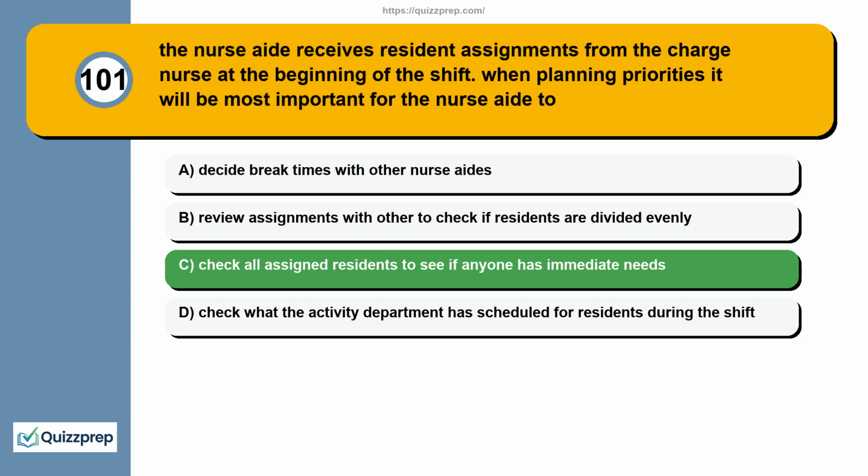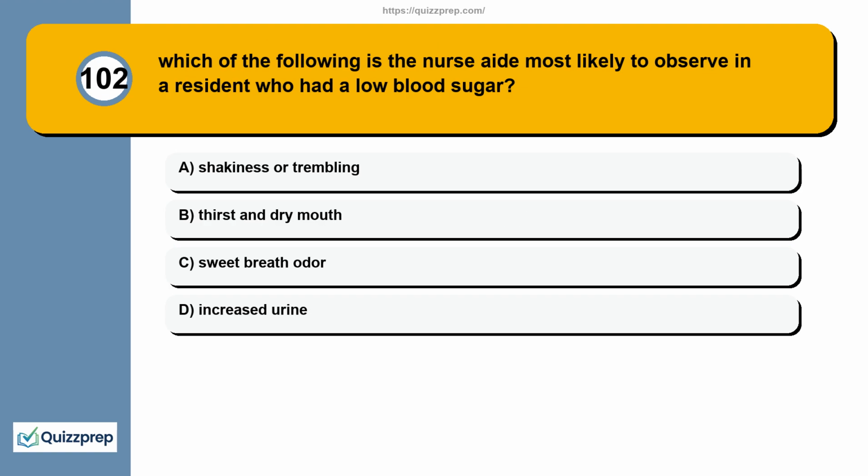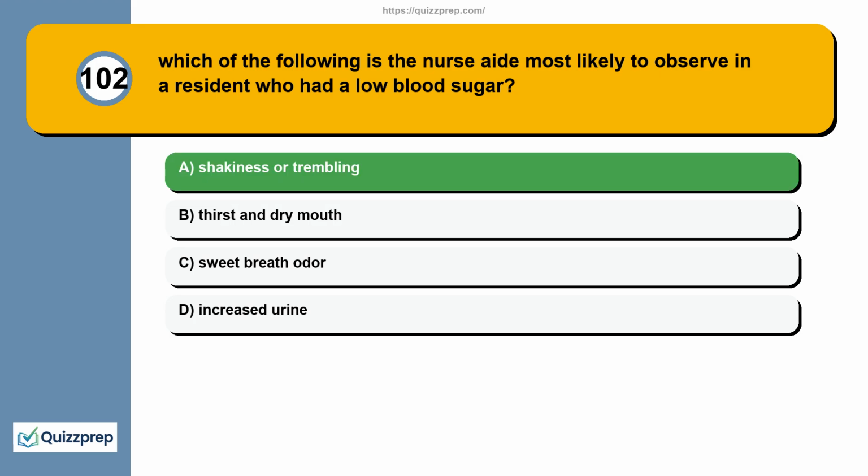The correct answer is option C, check all assigned residents to see if anyone has immediate needs. Question 102. Which of the following is the nurse aide most likely to observe in a resident who had a low blood sugar? Option A, shakiness or trembling. Option B, thirst and dry mouth. Option C, sweet breath odor. Option D, increased urine. The correct answer is option A, shakiness or trembling.